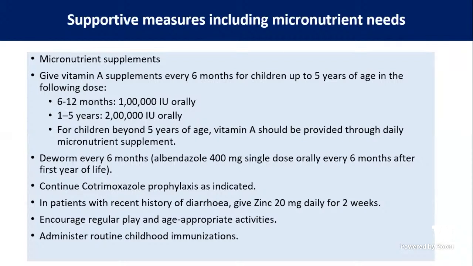Vitamin A is given orally in the dose of 1 lakh units. For children beyond 12 months, we give oral 2 lakh units every 6 months, till 5 years of age. And that takes care of the vitamin A requirement of children. In addition, deworming should be done every 6 months after the first year of life with albendazole. And cotrimoxazole prophylaxis is very useful, because not only does it prevent Pneumocystis carinii, but it also gives protection against malaria and other bacterial infections. In patients with a recent history of diarrhea, we would give additional zinc for 2 weeks.